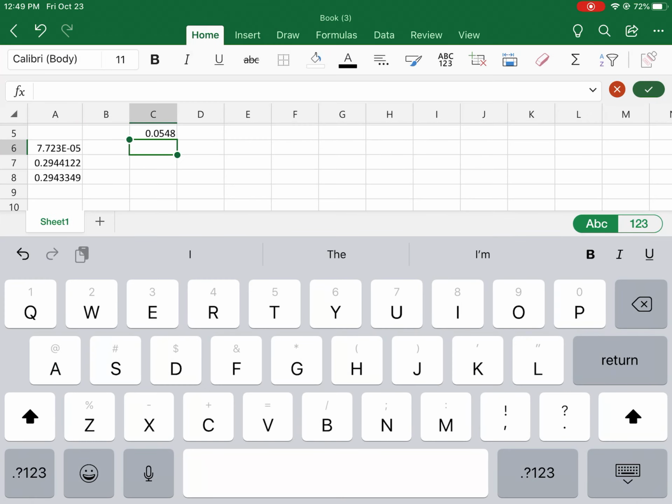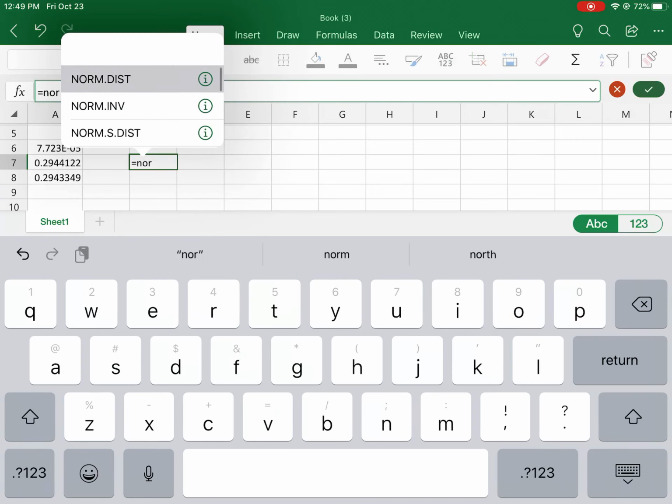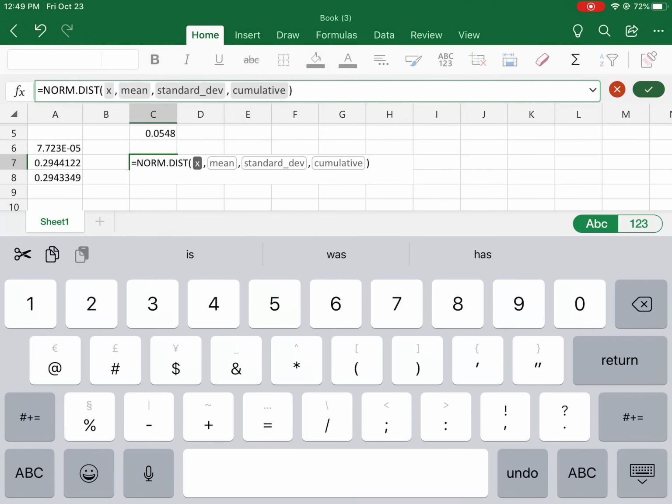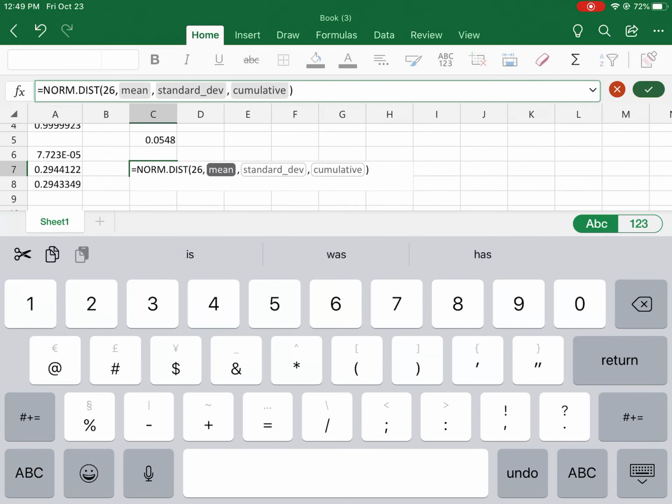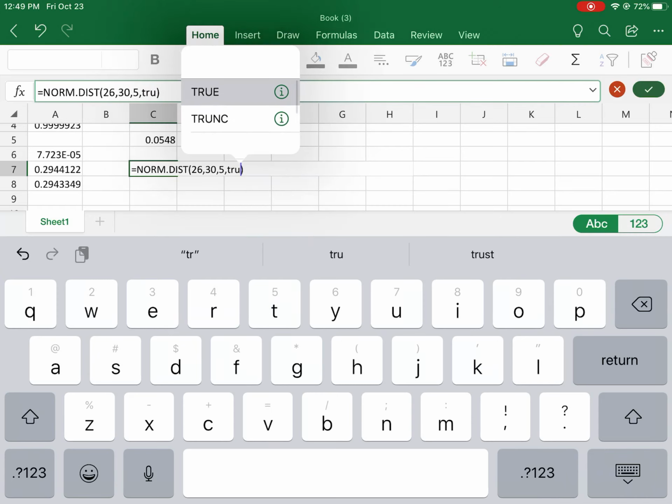So let's go over here. Okay, so let's do those. So again, my normal distribution. I'm just going to start with the lower bound. So I have 26. Again, 30, 5. True.